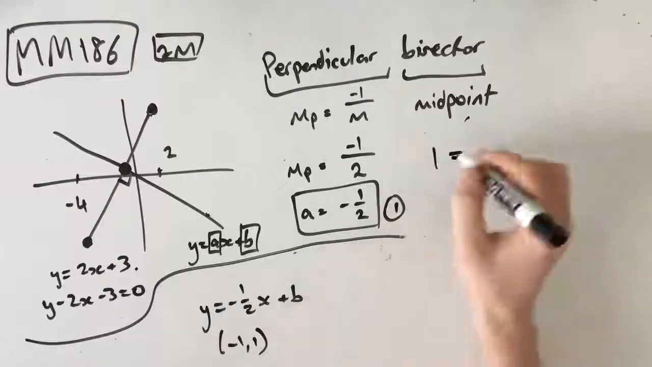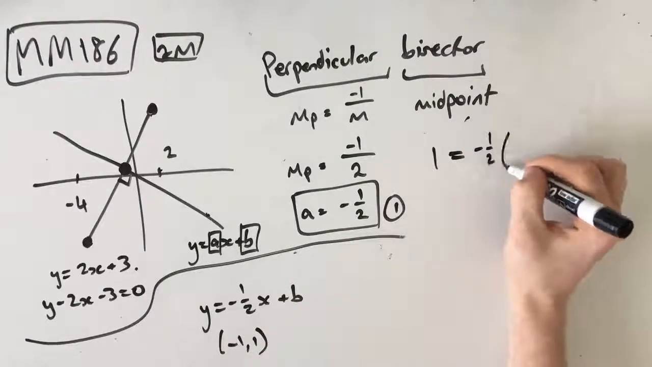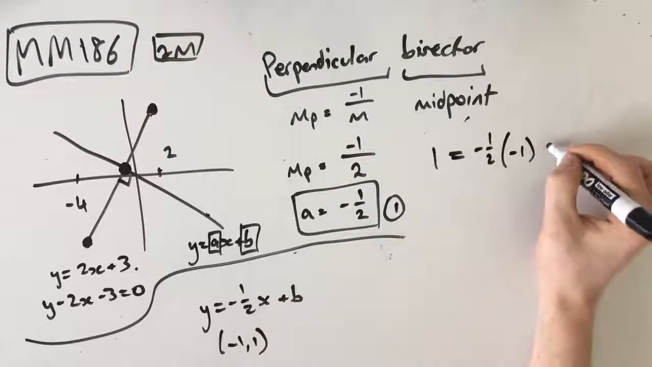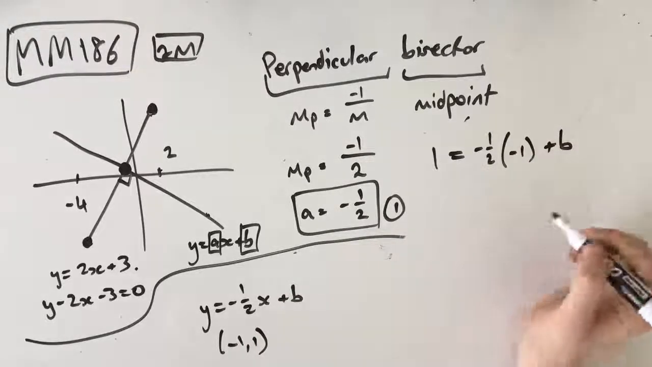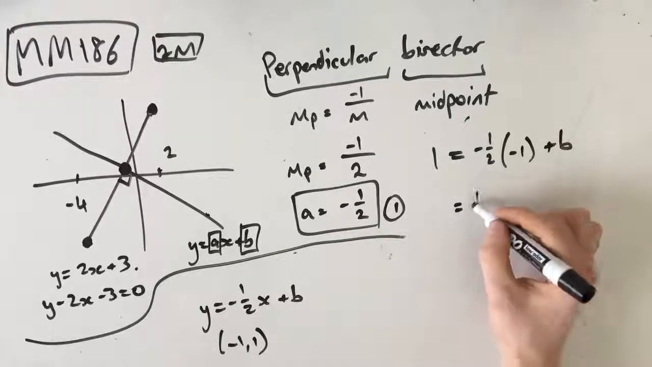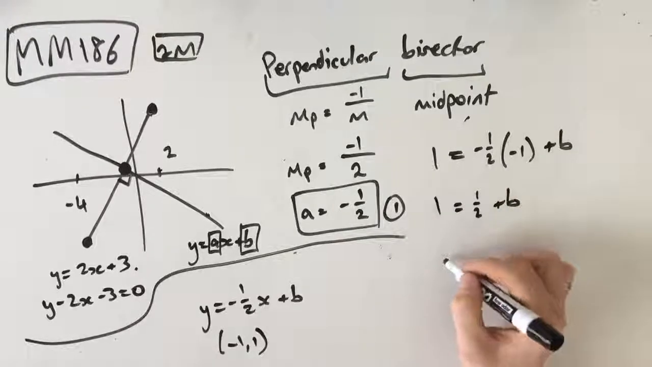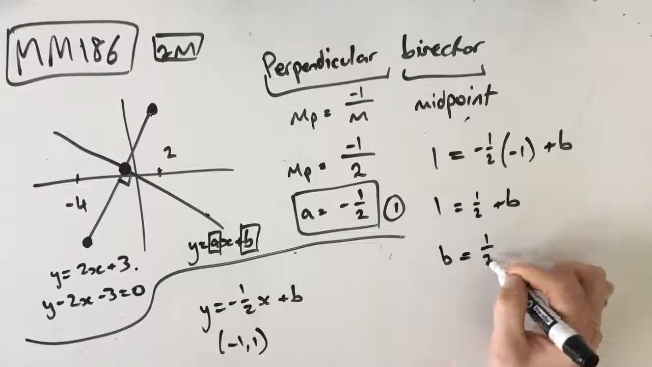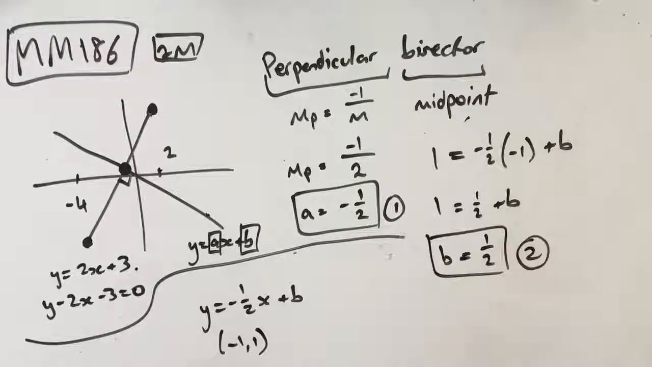So 1 is our y value. So 1 equals -1/2 x, which is -1, plus b. From here, we get -1/2 times -1 is just 1/2, plus b, equals 1. Therefore, b is equal to 1/2. That's our second mark. Awesome.